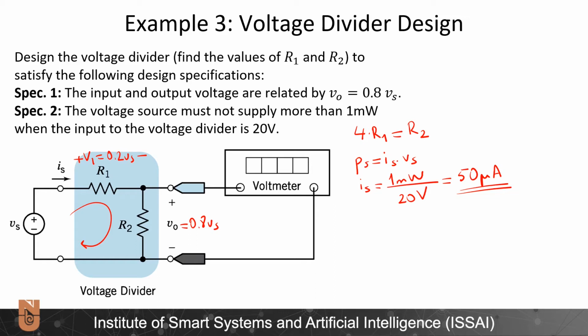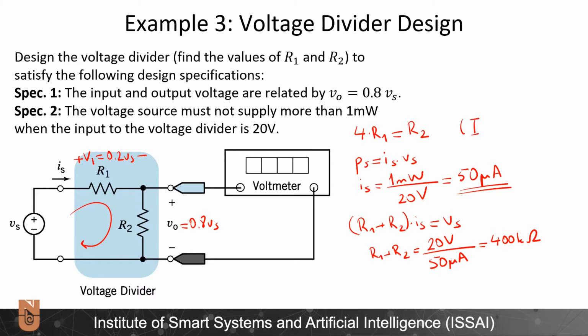Now from this, how can I go to the resistor values? The R1 plus R2 times Is should be equal to Vs. Accordingly, R1 plus R2 is equal to 20 volts divided by 50 microamperes. Micro means 10 to the power of minus 6. So accordingly, here we have 400 kilo ohms for R1 plus R2.